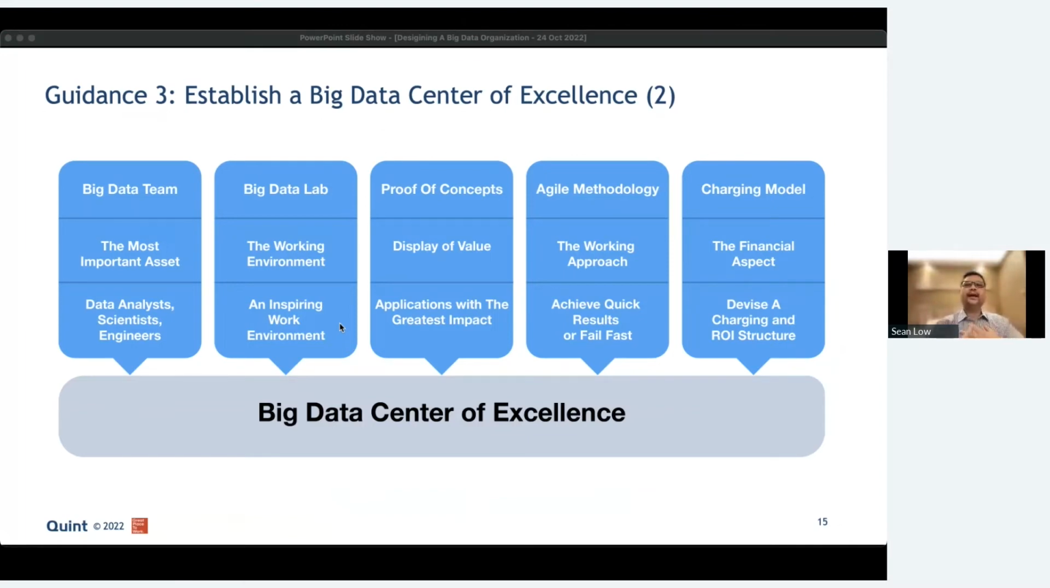That means they have the latest technology to test out big data, a working environment to do big data. You have a place where you can actually do proof of concepts. Because again, in your organization, not everyone is going to be tuned to big data and what value it delivers. So the Big Data Center of Excellence can help you run some of these big data use cases to display value and where the data is going to provide you the most value.